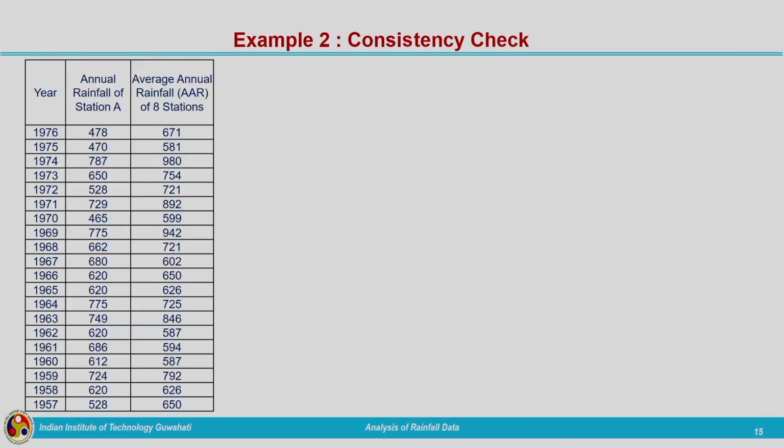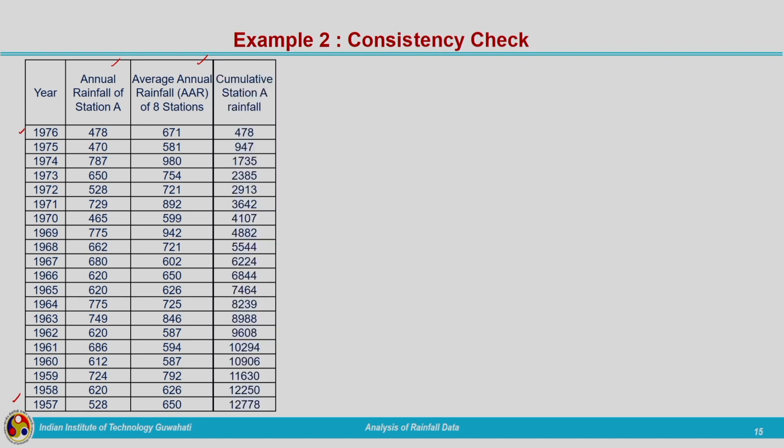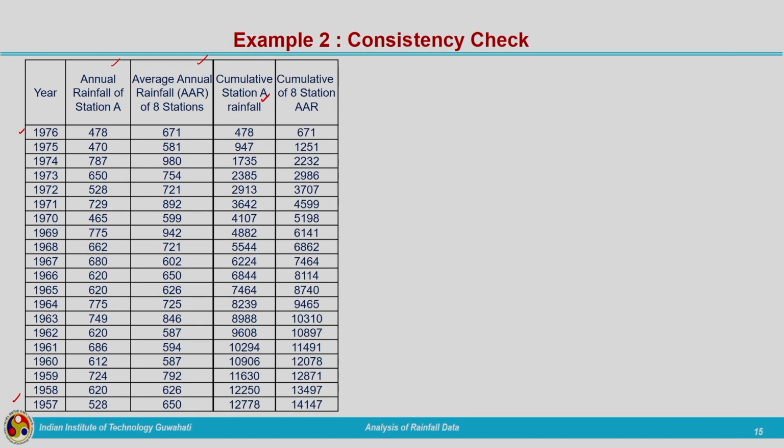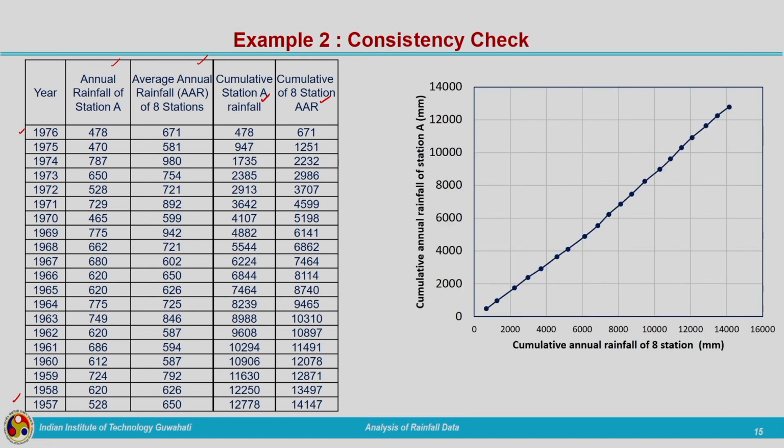What have we done first? We have arranged the data in reverse chronological order, the annual rainfall data of station A and also the average data from the 8 neighboring stations. After that, for the double mass curve, we are plotting the cumulative rainfall at station A versus the cumulative average rainfall from the neighboring stations. So, we need to calculate the cumulative rainfall corresponding to station A and also to the 8 neighboring stations. Then we will plot the double mass curve.